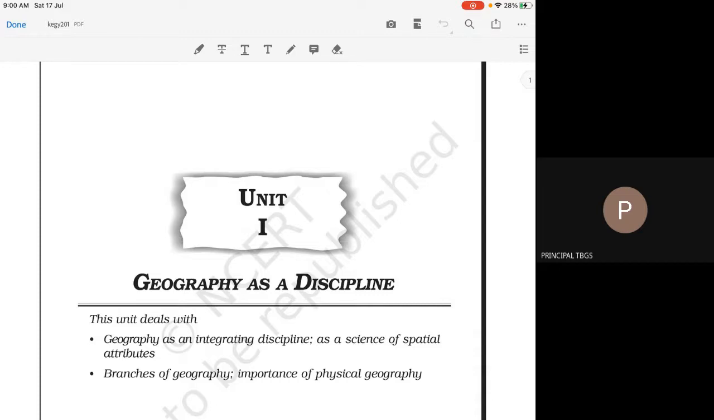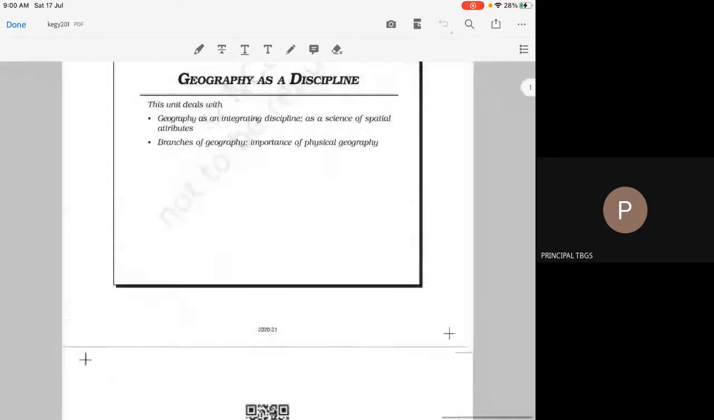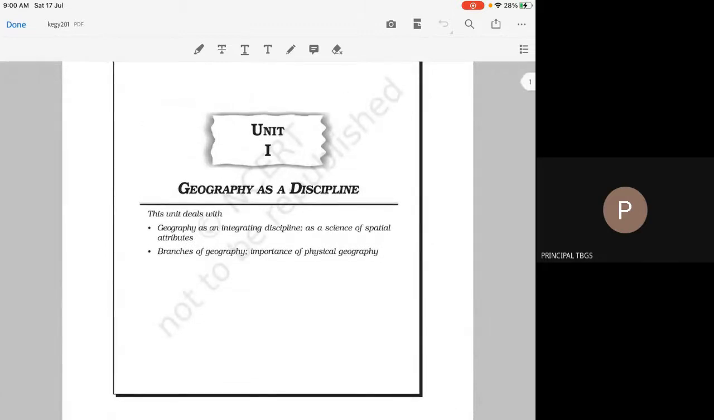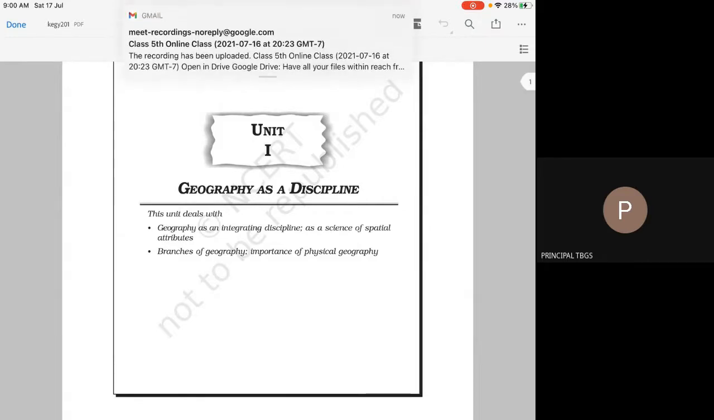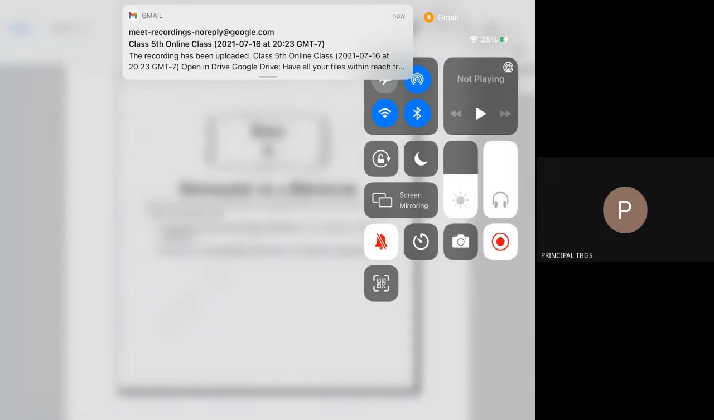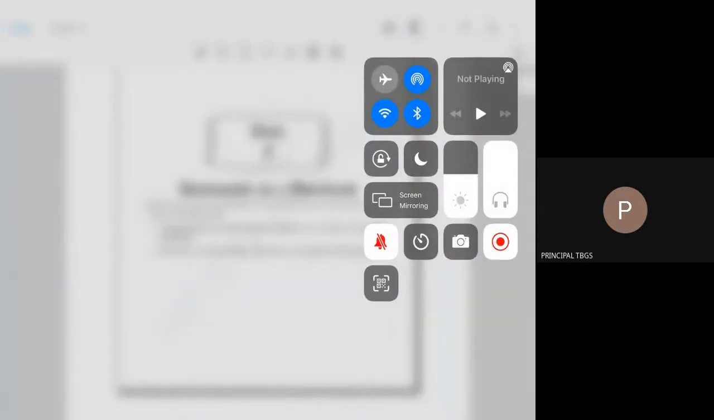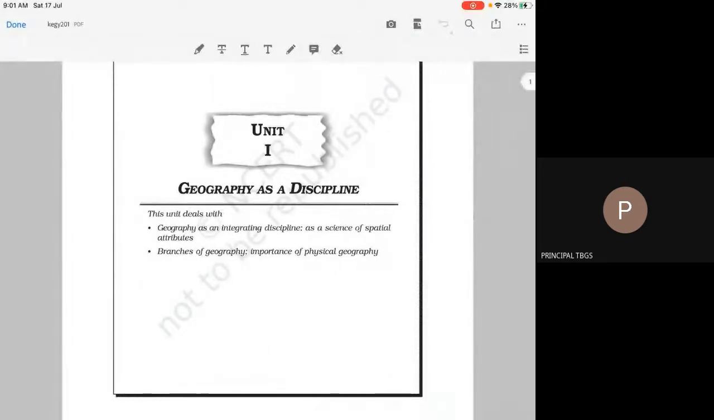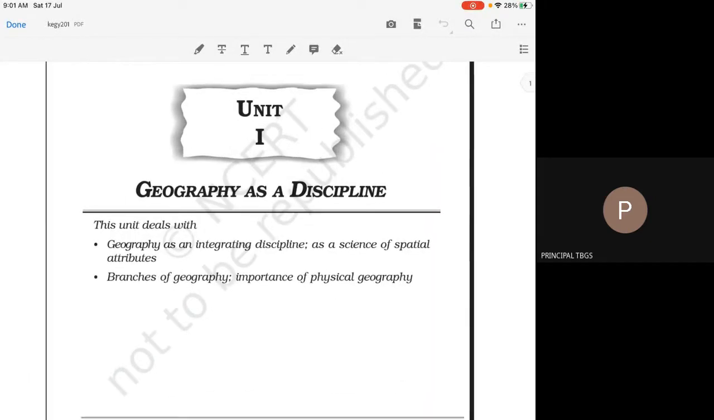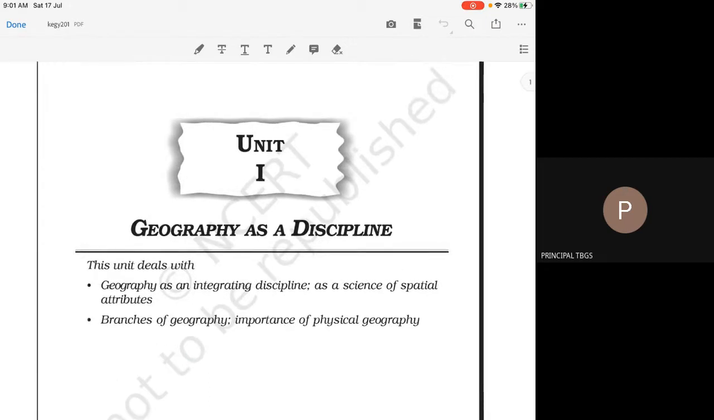The first chapter of this book is Geography as a Discipline, meaning geography as an integrated discipline. As you know, up to class 10 you have studied geography as a part of another subject, that is, the social sciences. After class 10, it is an individual subject, studied as a discipline.